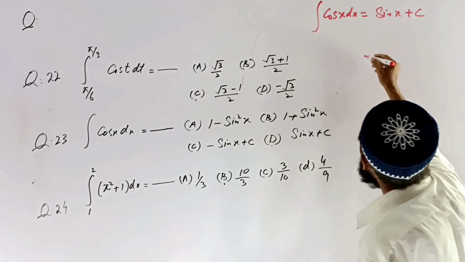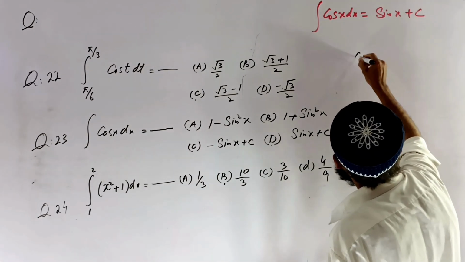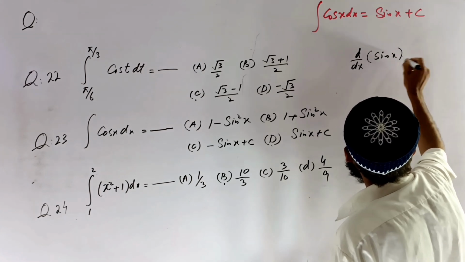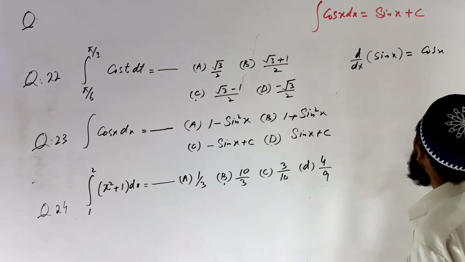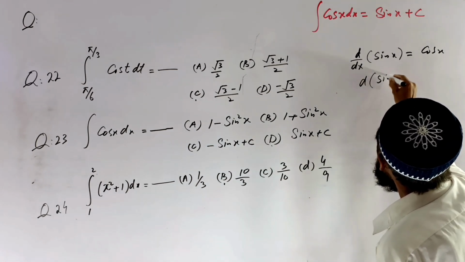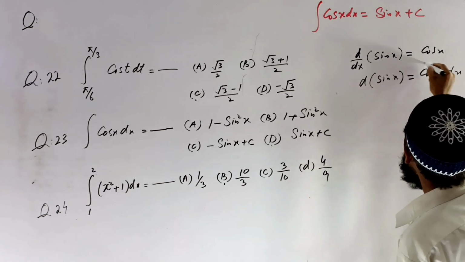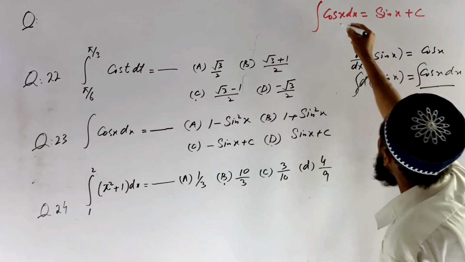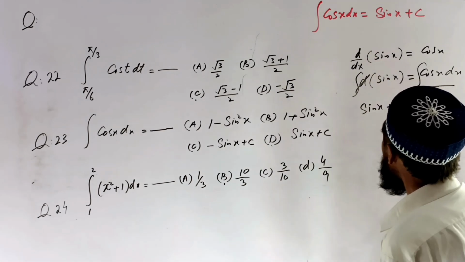we know that the derivative of sin x is equal to cos x. If we change this result, d sin x is cos x dx, and if we apply integration here, both are cancelled, and that will be the same result. It means sin x plus c.